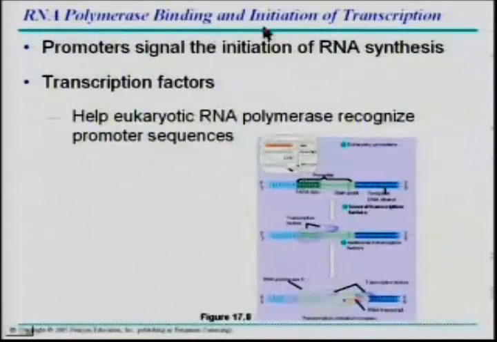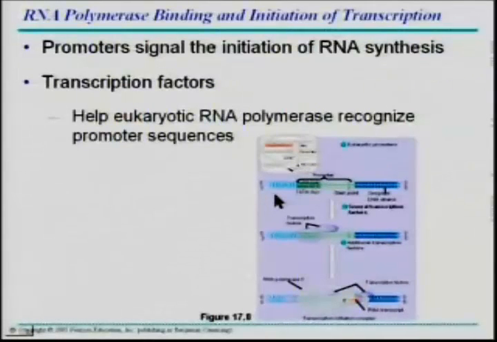So, RNA polymerase binding and initiation of transcription. The promoters signal the initiation of RNA synthesis. The transcription factors, proteins that bind to DNA and affect transcription, help eukaryotic RNA polymerase recognize promoter sequences. So we see that here in this figure. Up in the left-hand corner, we see the inset just showing the eukaryotic nucleus with the DNA being transcribed to the pre-mRNA, RNA processing to produce the mRNA, and in the cytoplasm translation occurring.